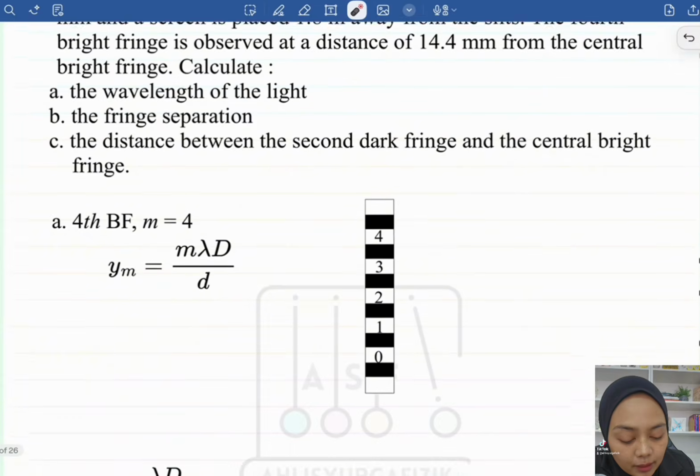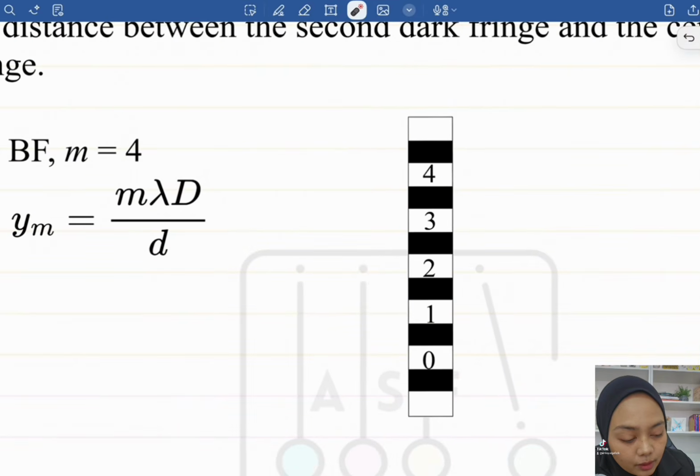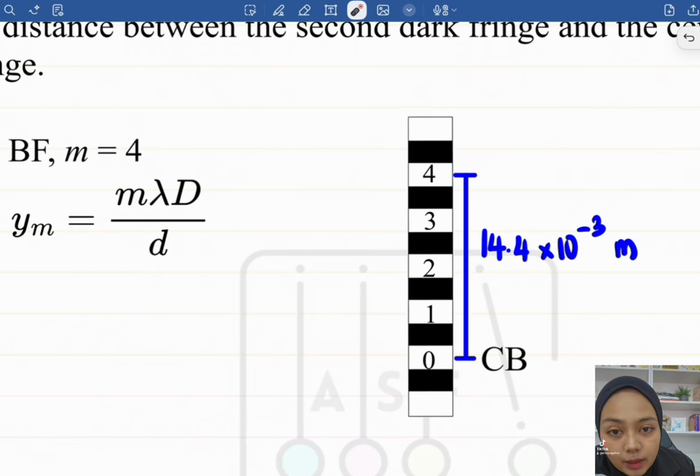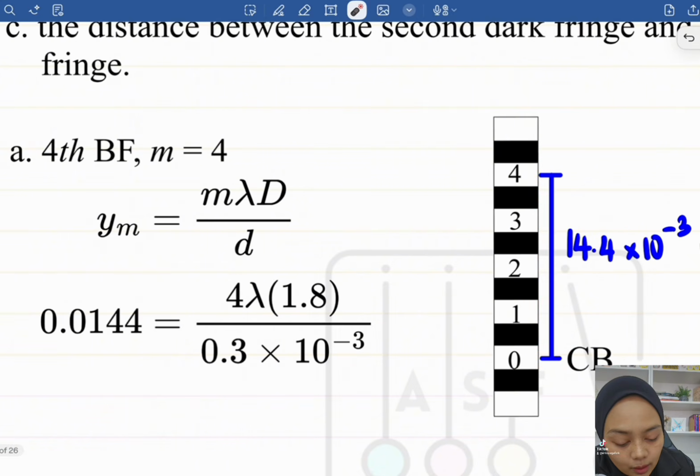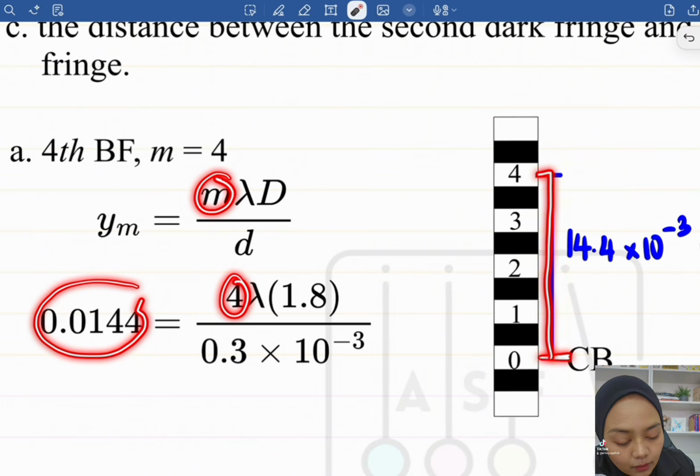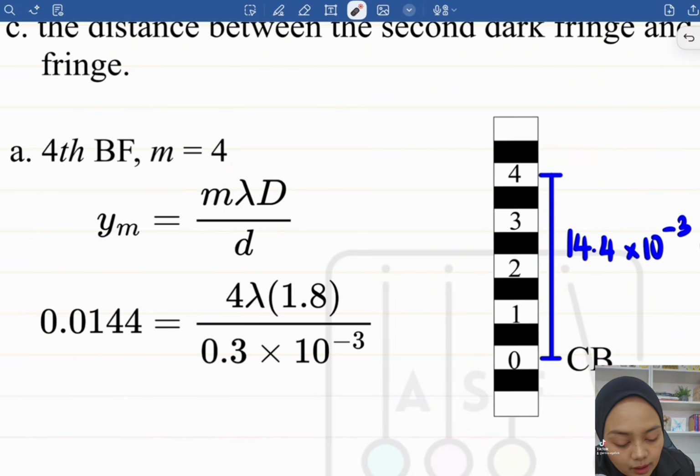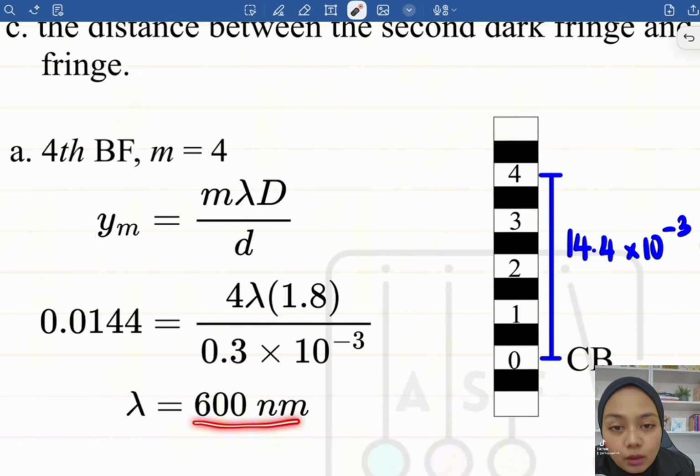To get better understanding, this is our central bright, 0th order, and this is our fourth order. The distance of 14.4 millimeters is from the center of the central bright to the fourth order of the bright fringe. We substitute the order 4, the distance, the capital D and the small d, and the answer is 600 nanometers.